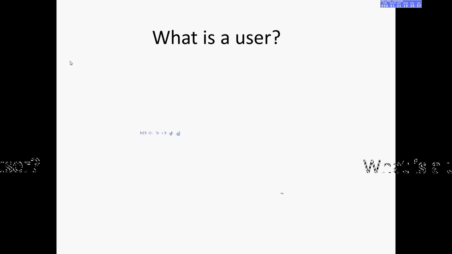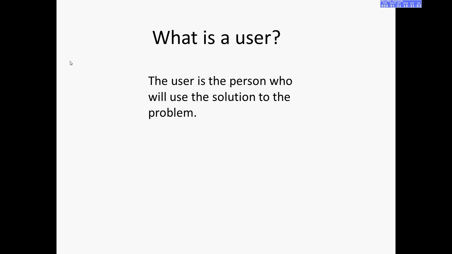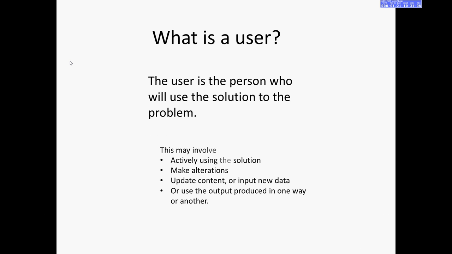So if we go on to the next one, what is the user? The user's job is quite technical, and basically it's the person who will use the solution to the problem, and this covers a wide range of areas. This may involve actively using the solution, making alterations, updating content or inputting new data. This is very common if it's a database or a spreadsheet, or using the output produced, so a hard copy, in one way or another. These are just some of the key examples, there's many more, that are used when looking at the users.